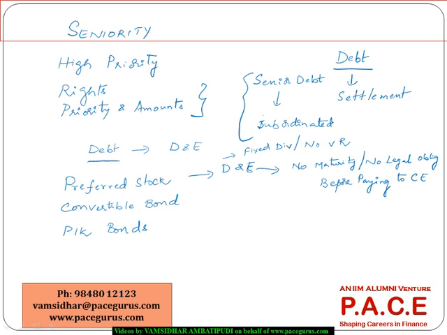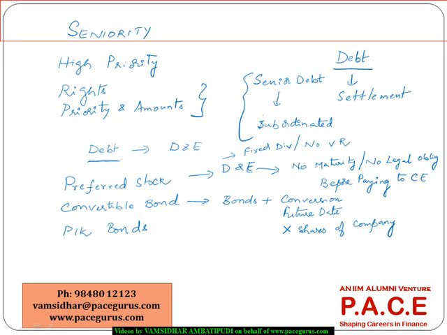The other kind of instruments which can be classified as a mix of debt and equity are convertible bonds. As a part of the convertible bond, initially the company would have issued the bonds itself, which are pure debt instruments, but they have a conversion feature saying that at a specified future date, each bond can be converted into some X number of shares of the company.